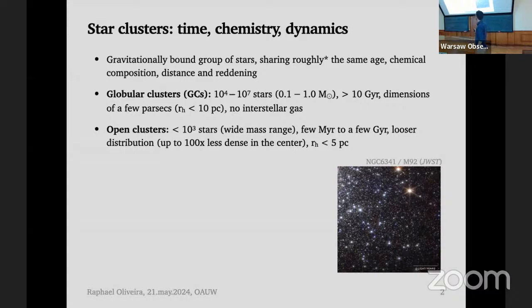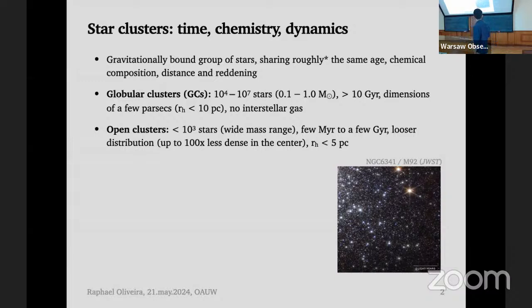Globular clusters have up to millions of stars, a very small mass range, and at least for the Milky Way, they are older than 10 billion years, and have dimensions of a few parsecs. In general, there's no interstellar gas and no star formation at all. Open clusters have much fewer stars, a looser distribution, are less dense in the center, and are obviously younger.